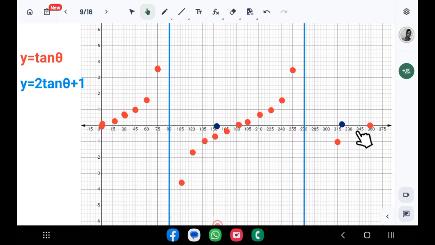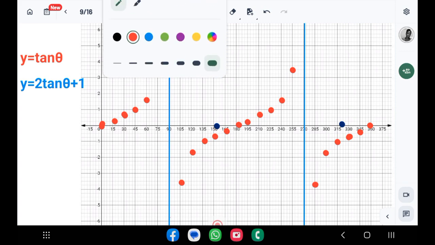And now the same points we duplicate on the other side. Okay, 285 matches with 105. The next one is 150 matches with 330. The next one is 120 matches with 300. So we've got it over here. That's where you need to be. Okay, next one, 255 matches with 75. And there we go. Okay, now let's join the points.